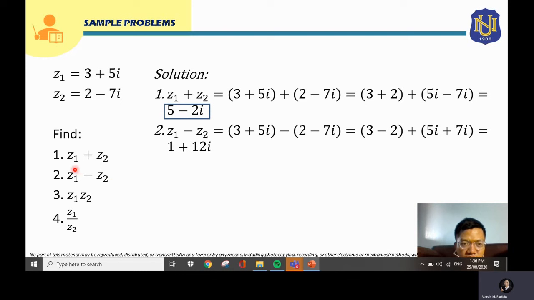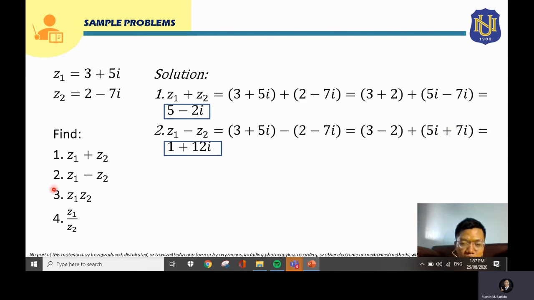Now, for number 2, this is z1 minus z2. So that will just be 3 plus 5i minus 2 minus 7i. Combining the real part, that will be 3 minus 2. Plus combining the imaginary part, that will be 5i minus negative 7i, which will become positive, right? So that will be 5i plus 7i. Simplifying this, 3 minus 2 is 1, and 5i plus 7i will be 12i. So that will be the answer.